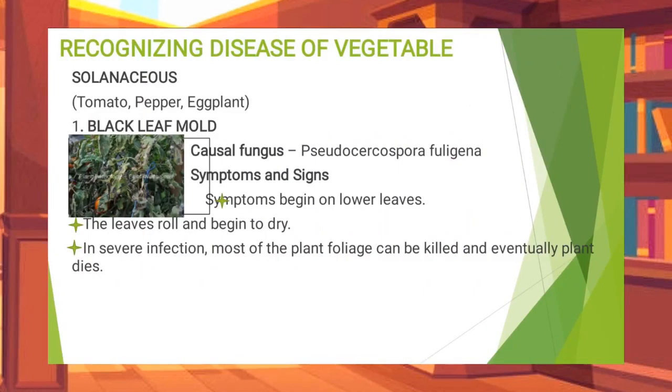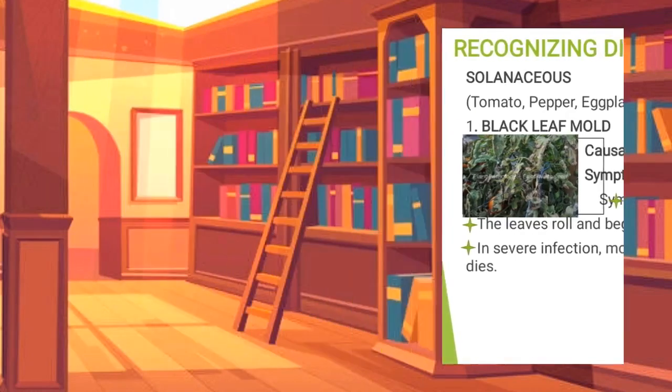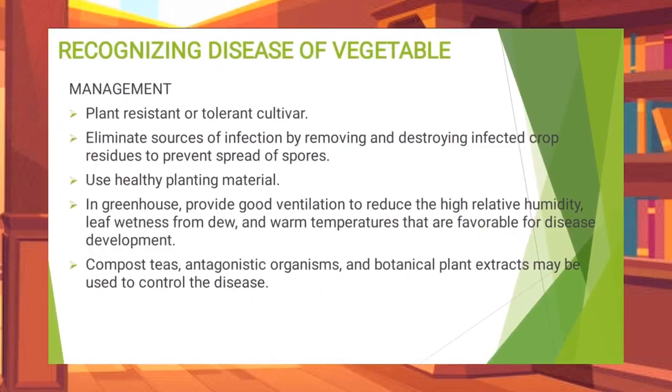So, number 1, black leaf mold. Causal fungus. Symptoms and signs: symptoms begin on lower leaves. The leaves roll and begin to dry. Siya maglukot-lukot. Management: plant-resistant or tolerant cultivar or eliminate sources of infection by removing and destroying infected crop residues to prevent spread of spores. Ang mga infected leaves or crops dapat siya i-eliminate para dili na siya maka-infect sa uban nga crop.